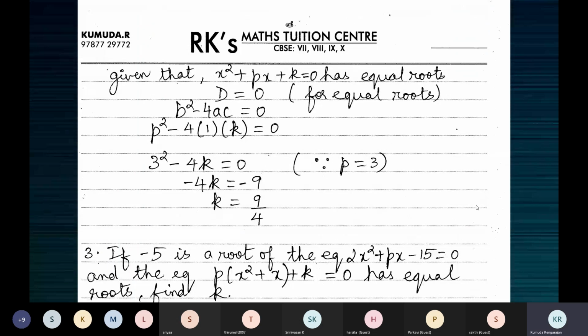Let's try the next one, children, as homework. So it's given that the second equation has equal roots. So D is 0, B square minus 4ac is 0. And B is P. Okay, I didn't write 3x here. I've substituted here. All amounts to the same thing. So B square, B is P and P is 3. 4AC, 4 into A is 1 and C is K. So K is 9 by 4.